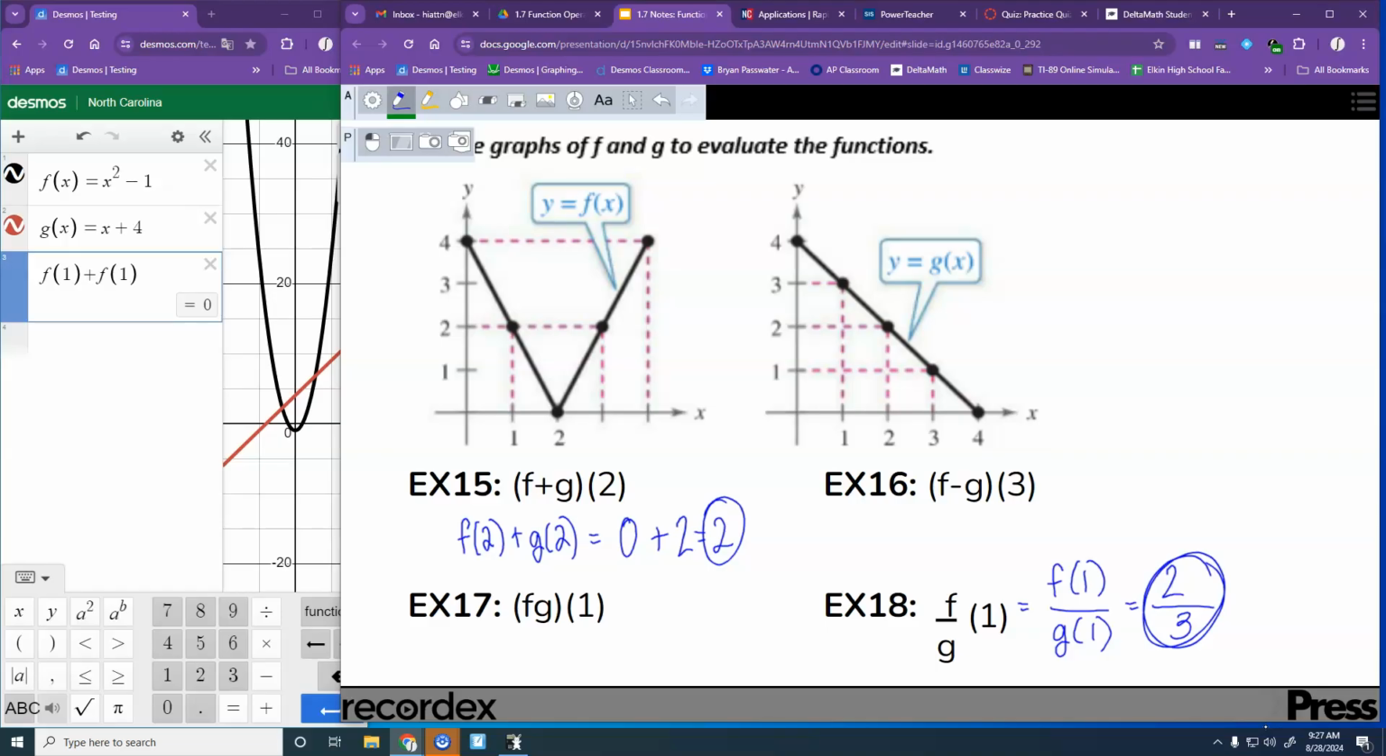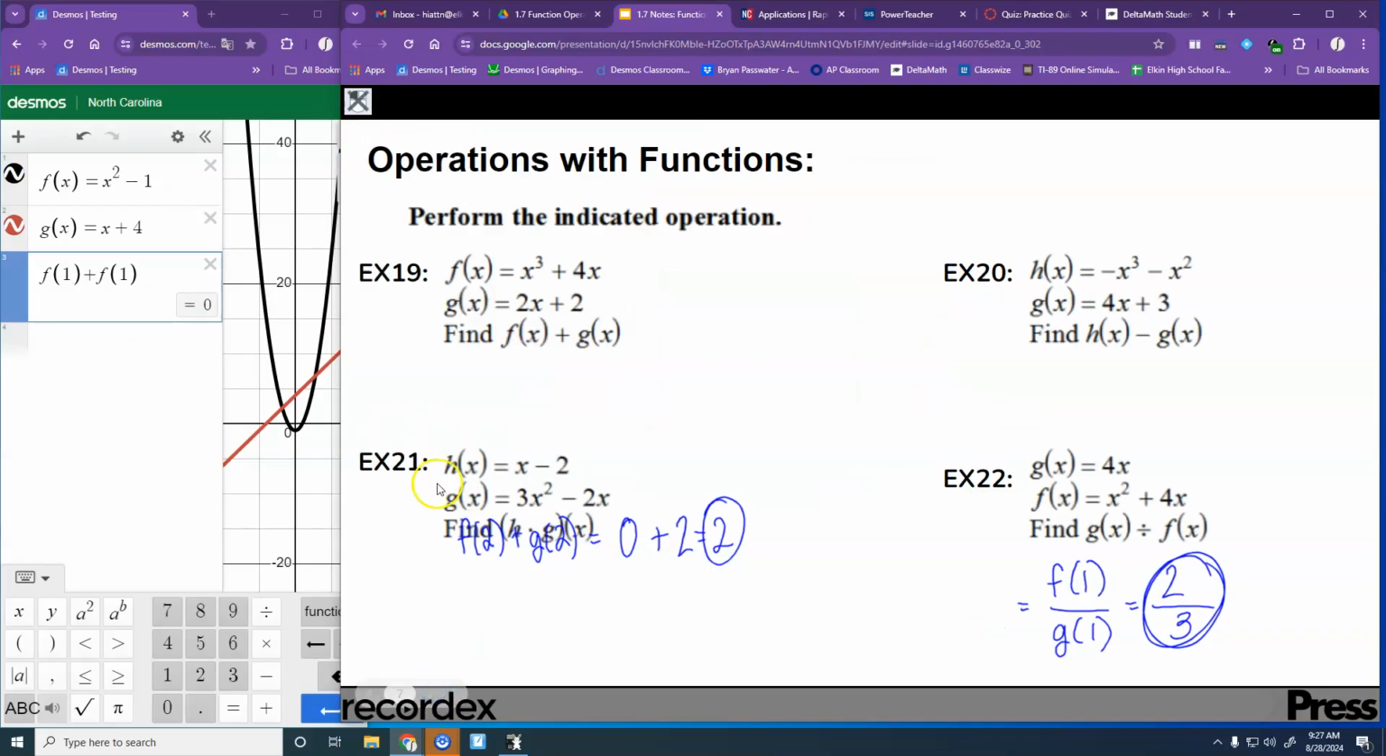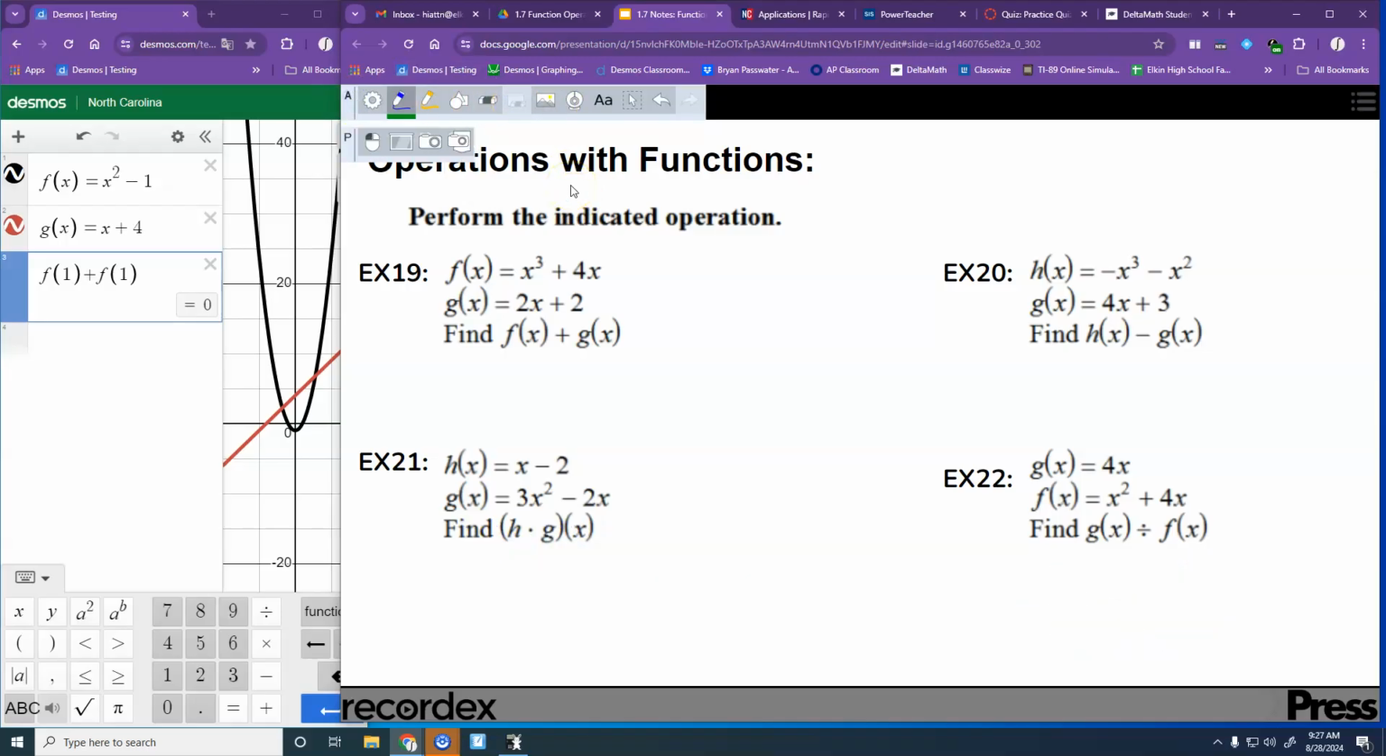Okay, do you guys get the idea there? Questions? All right, let's see what else I've got here. Okay, here's an example where you might think you can still use Desmos. Oh, no, actually, you can't use Desmos on these. You can use it to sort of check.